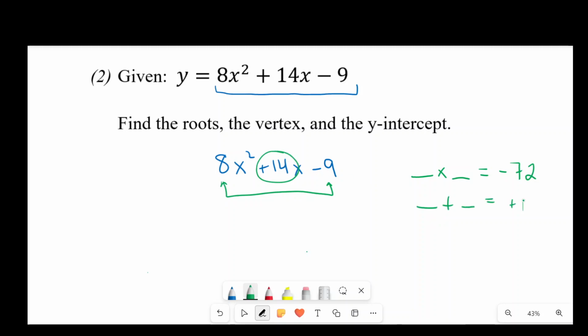8 times 9 is 72. That comes to my head right away. But we need to have some sort of system, because what if 8 and 9 don't work? I need to know for sure what the two numbers are, or maybe they don't exist. We got to figure that out.